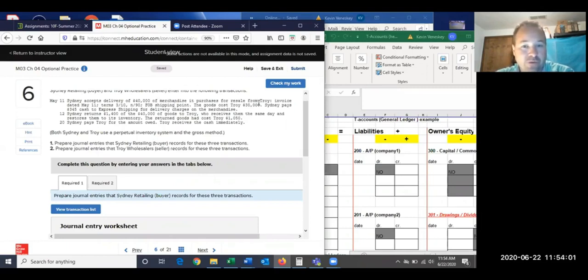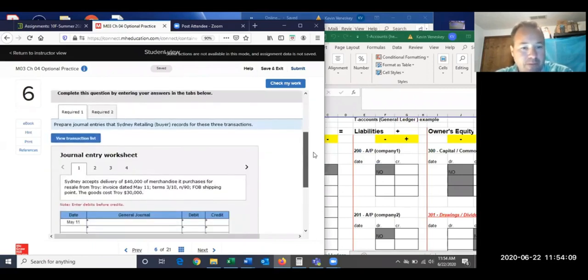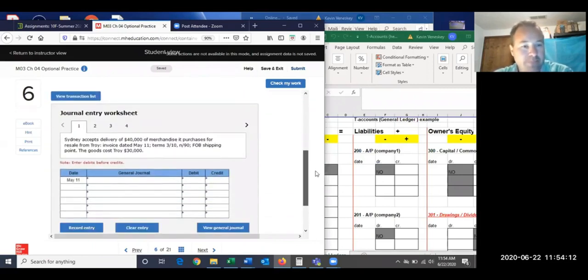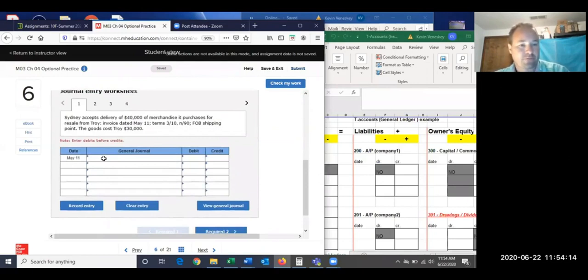The goods cost Troy $30,000. Sydney pays $345 in cash to the shipping company. That's not really realistic, but we'll work with it. All right, so let's do our first entry. Notice how they have broken down the first one. They don't even put the shipping in. We're going to put the shipping in second.